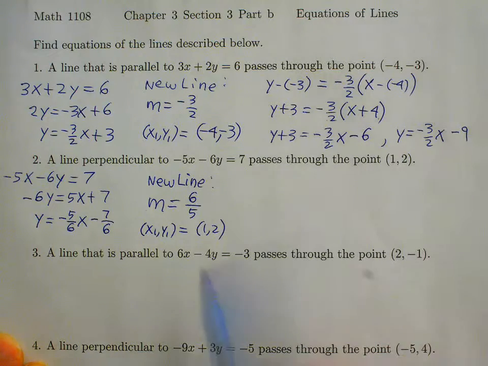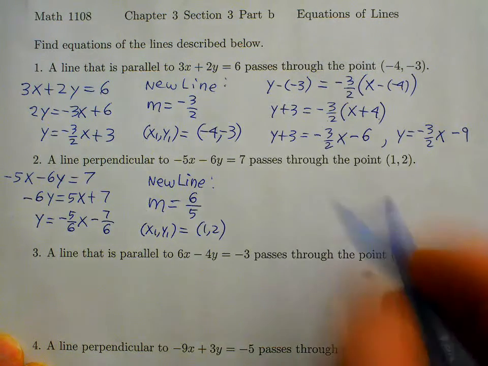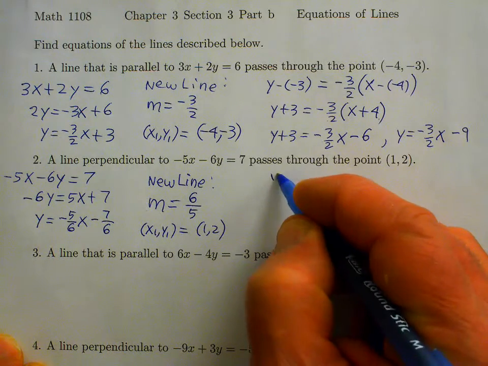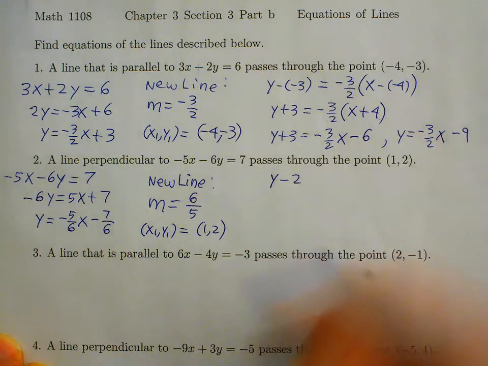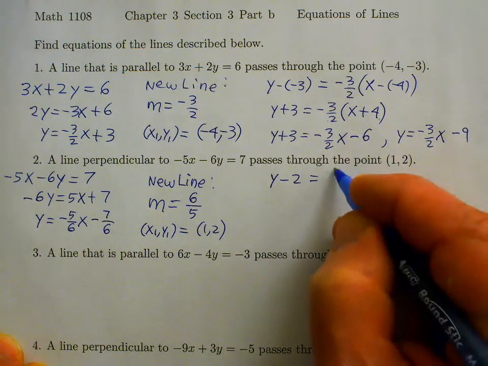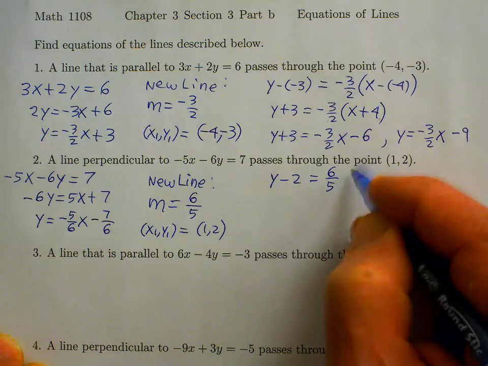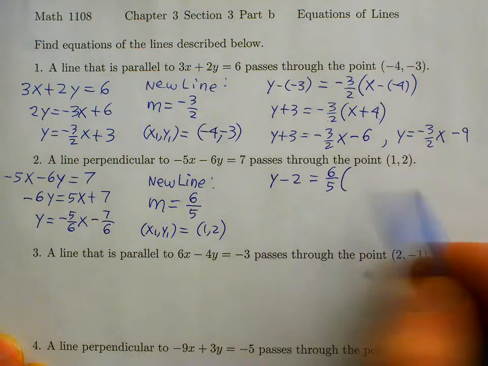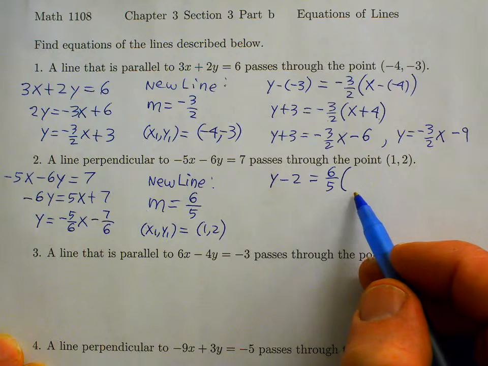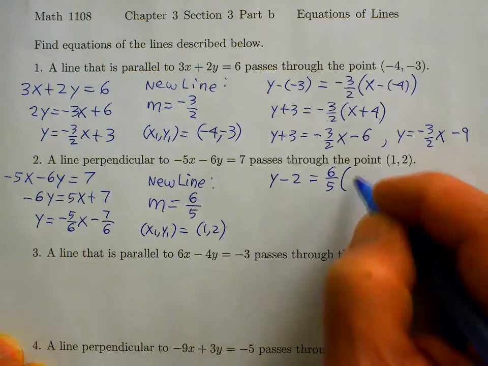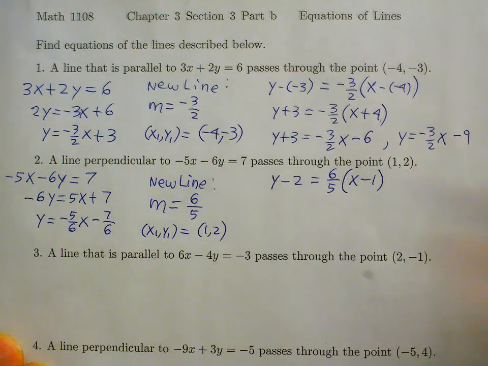And then we can write down the point slope form. y minus y1 is y minus 2. And that's equal to the slope 6/5 times the quantity, which will be put in parentheses, x minus x1, in this case, x minus 1.